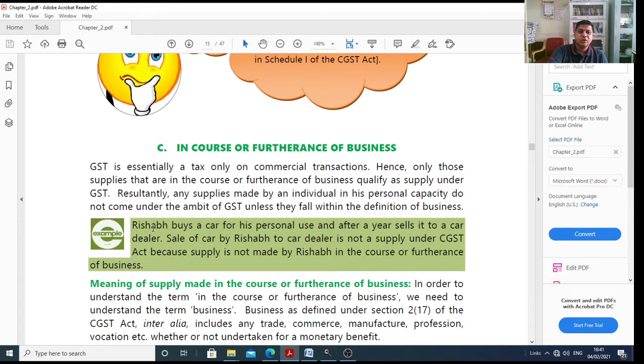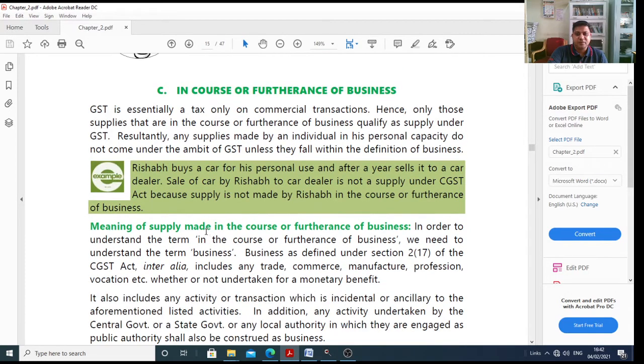Rishabh is not doing the business of a car dealer. He's using his car for personal purposes and he sells his car to the car dealer because this car is outdated. So we can say that this supply is not made by Rishabh in the furtherance of the business. Rishabh's business is not dealing in cars. Therefore, it is not a supply. I hope you understood.